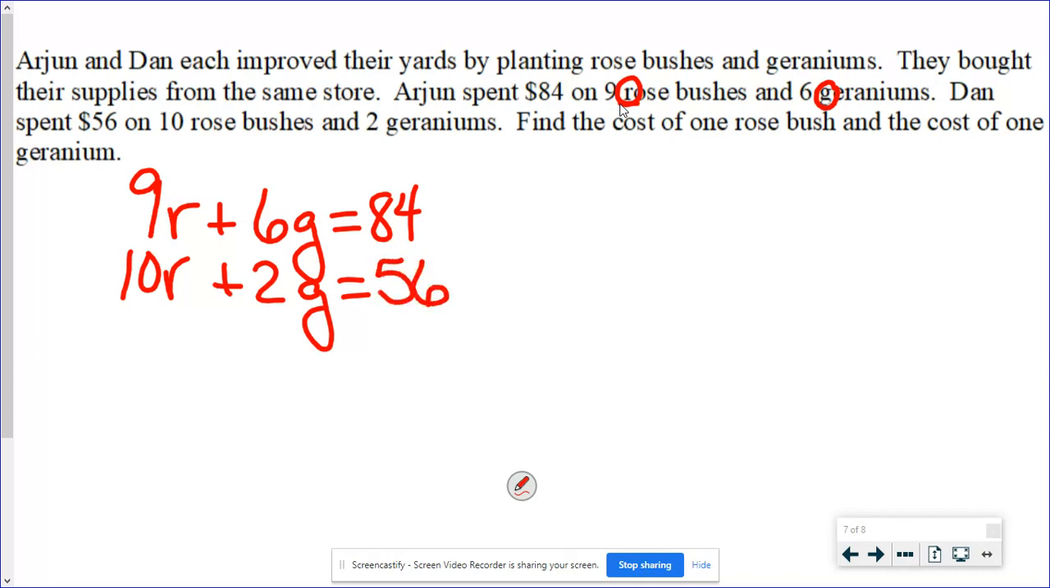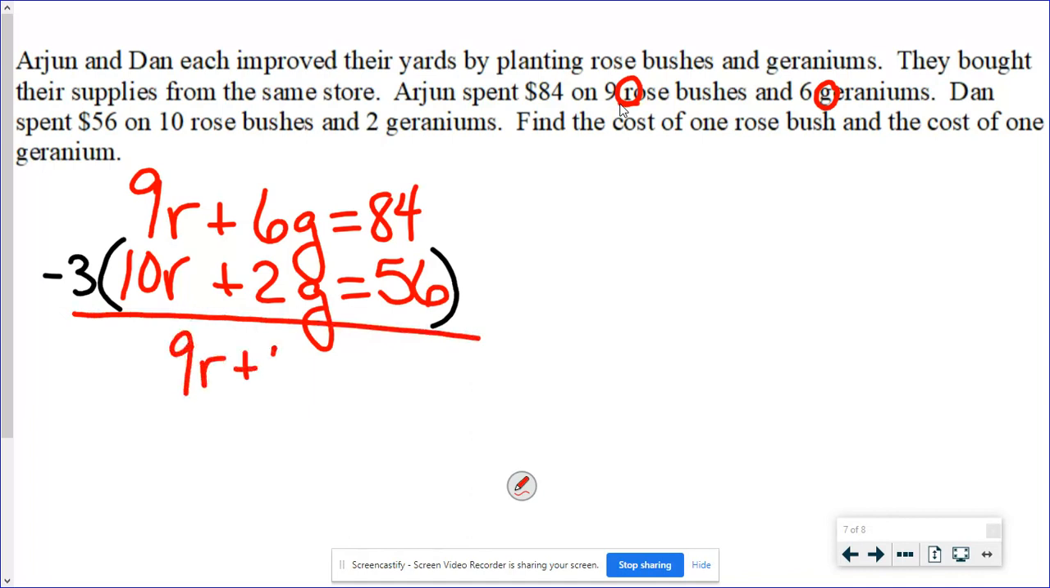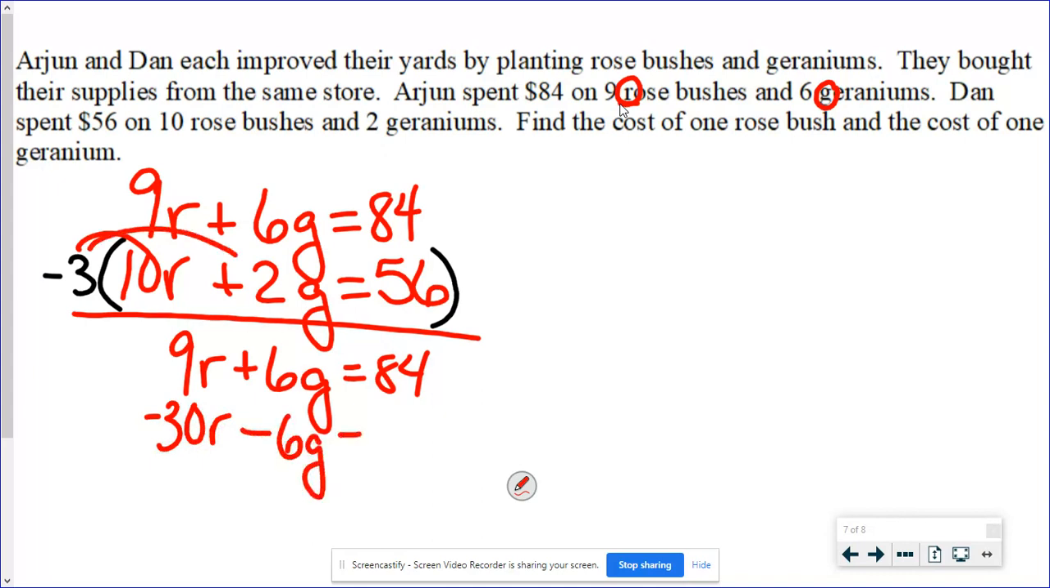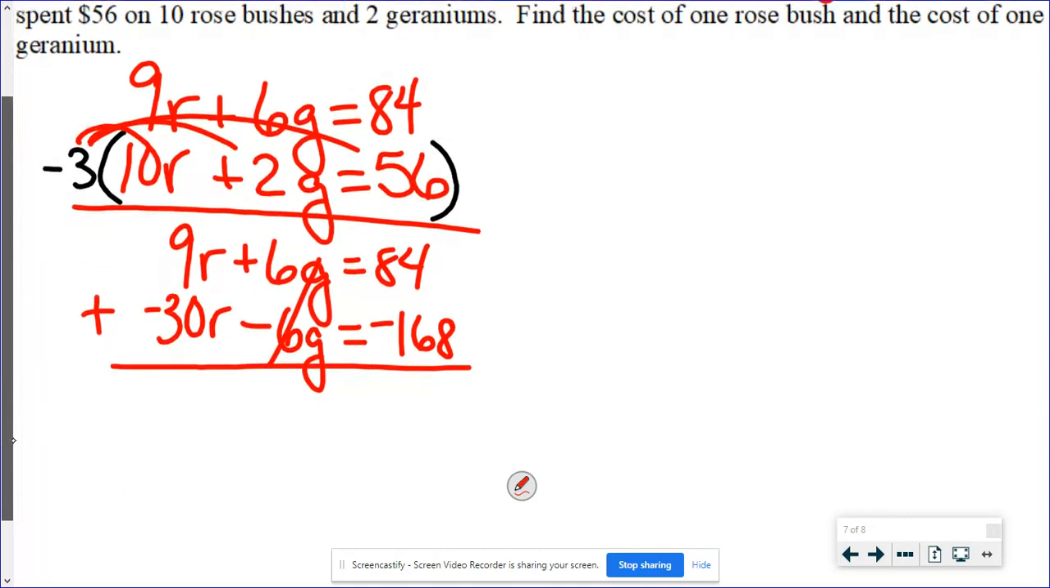I need one of my variables to be opposites. I would pick the G for geraniums. I'm going to multiply this second equation by -3. So my first equation is going to stay exactly the same. Second equation would be -30R minus 6G equals 3 times 56. This is going to be a -168. When I add these two equations together, again, my G's will go away. That's what we were hoping for.